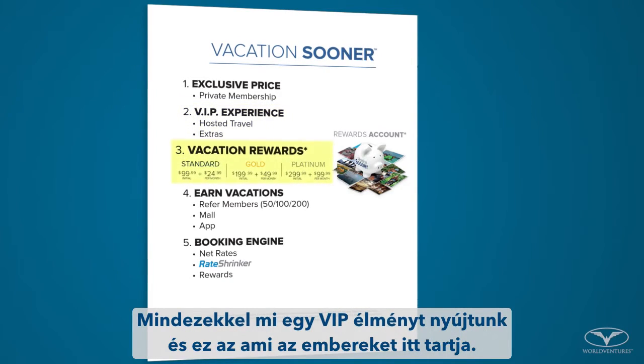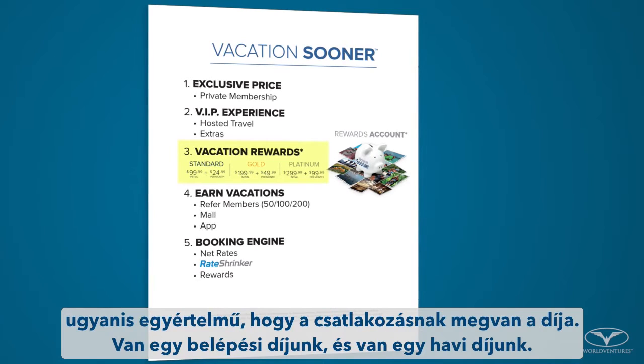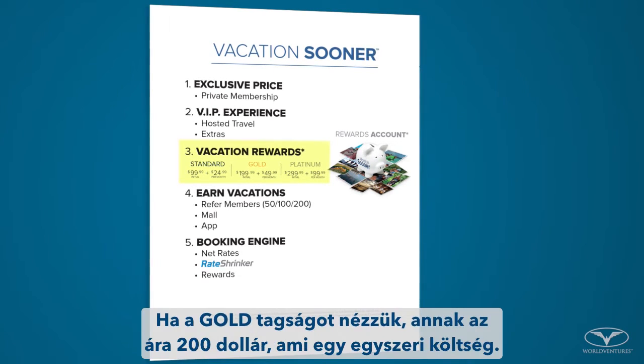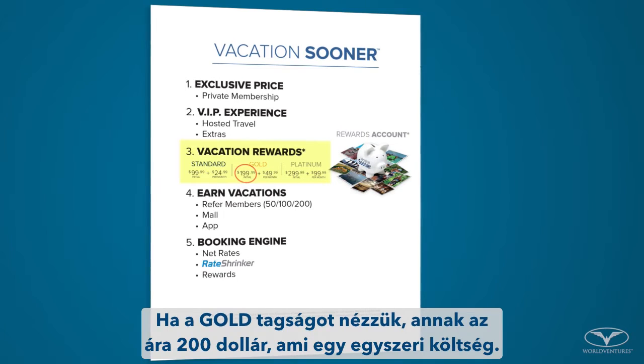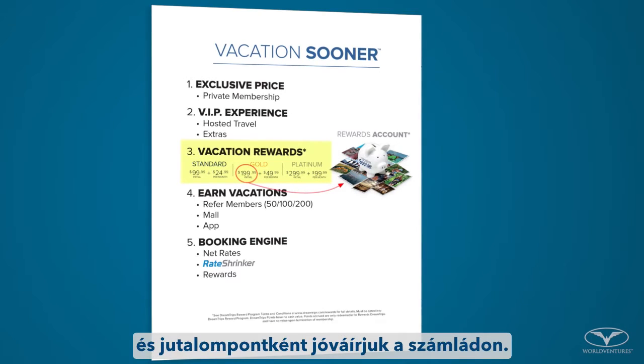Now, point number 3 is where it gets a little more compelling, because obviously, to join the club, there's a fee. We have an upfront fee, we have a monthly fee, and so let's talk about how that works. If I talk about the gold membership, it costs $199.99, and that is a one-time cost. But what's interesting about that is we turn that into a point system, and we move that over into what we call a rewards account.